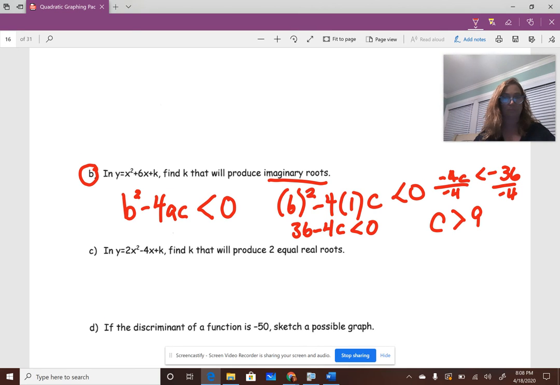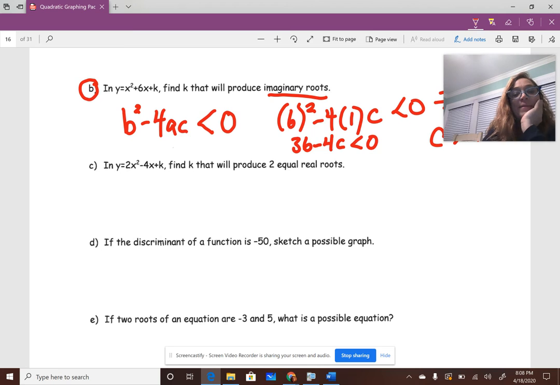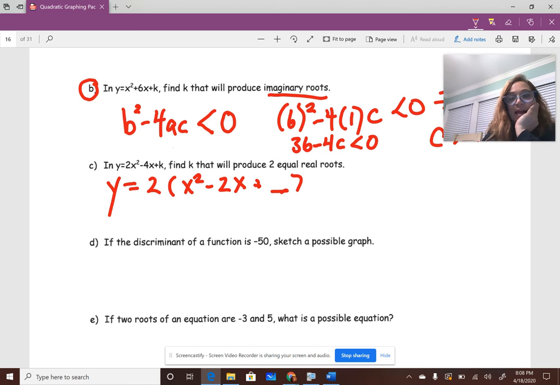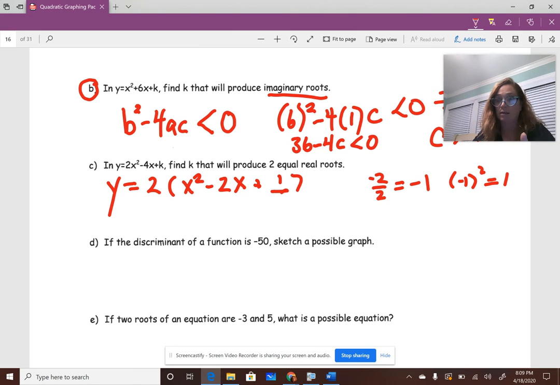All right. 2 equal roots. Oh, that means that this is a perfect square trinomial. So 2 times x squared minus 2x plus blankety blank. Okay, so what would go on that blank? Negative 2 divided by 2 equals negative 1. Negative 1 squared equals 1. That blank is 1. But due to the distributive property, 2 times 1, I really added a 2, so k equals 2.